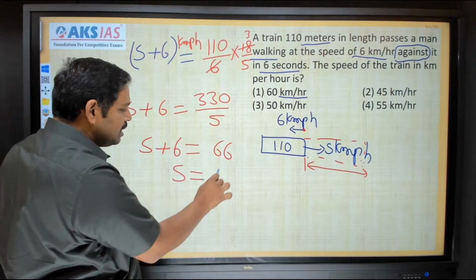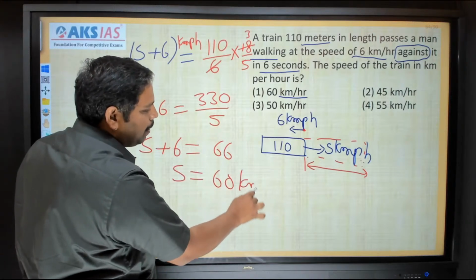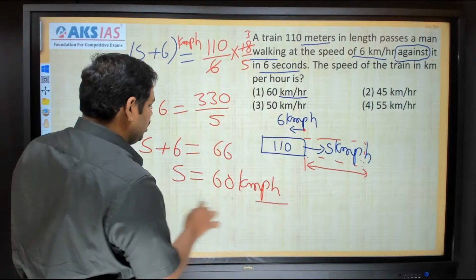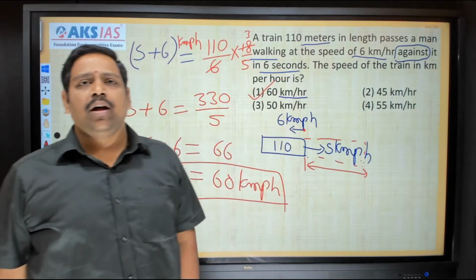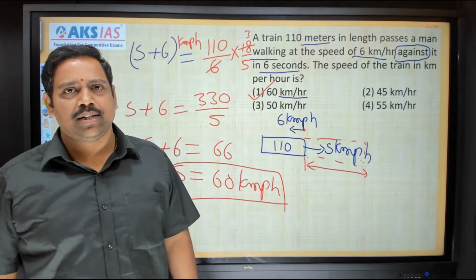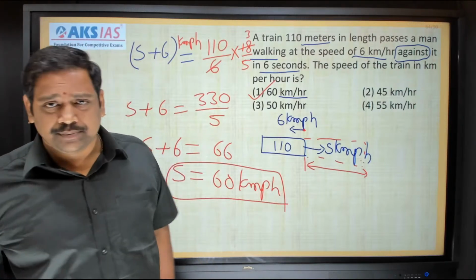So S is equal to how much? 60 kilometers per hour. So the answer is which option? The first option is the answer. This is the important point that we should notice. Right, now let us see the next question.